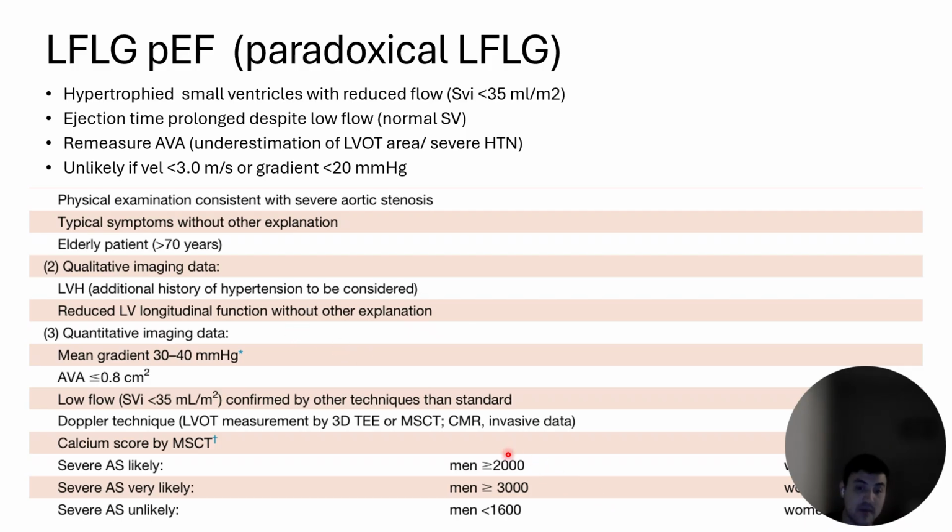What is positive? In males it's more than 2,000 Hounsfield units, and in women it's more than 1,200. That is likely. Very likely is more than 3,000 in males, and in females more than 1,600. Unlikely is less than 1,600 in males and less than 800 in women. So those values are important. Specifically memorize this: more than 2,000 in males, more than 1,200 in women. That tells you severe aortic stenosis. Sometimes the dobutamine stress test is not conclusive, and you may use the calcium score by CT.